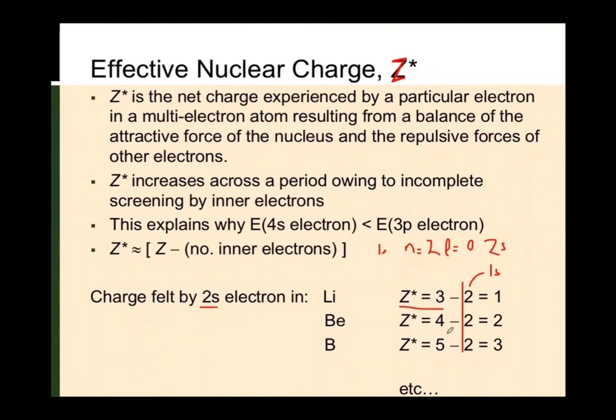But the number of protons in the nucleus changes. For example, lithium has 3, beryllium has 4, and boron has 5. That means that these 2s electrons are held more strongly as we increase Z. So as Z increases going across the period, we see that these 2s electrons are held much, much tighter. The 2s electron in lithium is not really held that strongly, at least compared to boron.